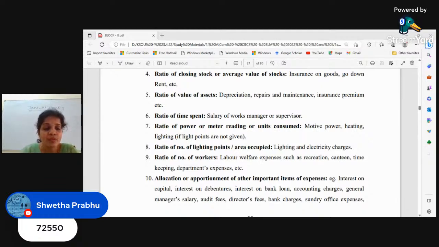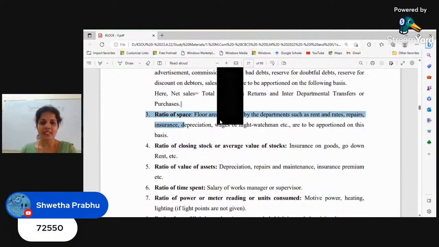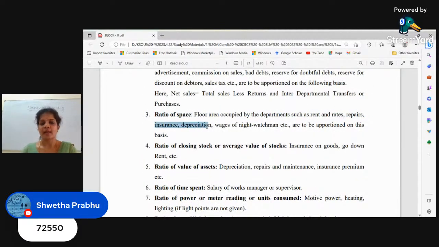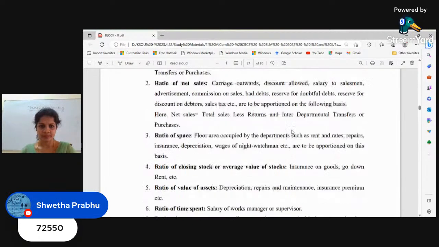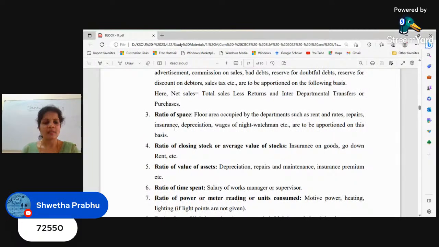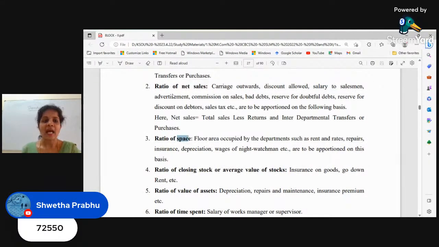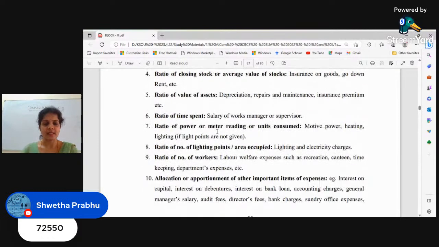But if those assets are not divided between different departments, then we cannot apportion on the basis of value of assets. Instead, we take the net sales. We take net sales for depreciation, for insurance, or for the wages of the night watchman, etc. Sometimes it is on the basis of the ratio of space, otherwise it will be recorded based on net sales.